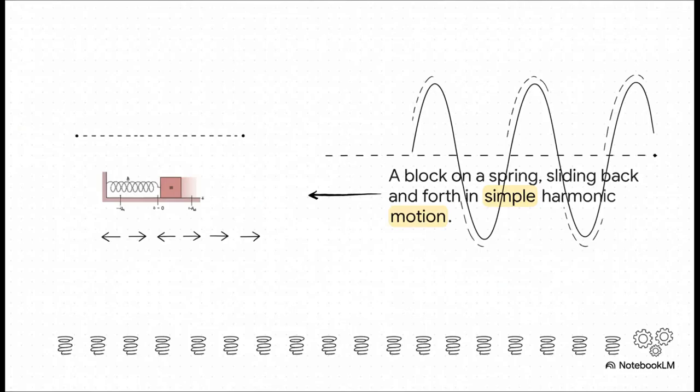Take a look at this. It seems so simple, right? Just a block on a spring, bouncing back and forth. But inside this simple motion is a secret, a really precise mathematical story. And it's the same story that describes sound waves, pendulums, even the orbits of planets. So the big question is, how do we read that story?